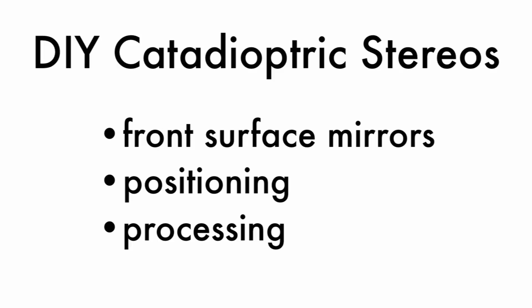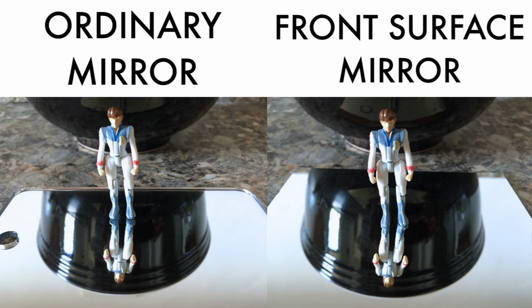Now let's discuss how. I'll cover front surface mirrors, mirror and camera positioning, and image processing in post. First, mirrors. Although you can start with any handheld mirror, you'll get the best results with a front surface, aka first surface, mirror. If we look closely, we can see the differences.